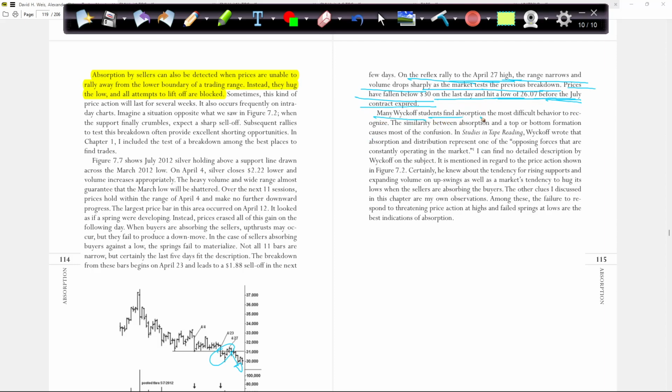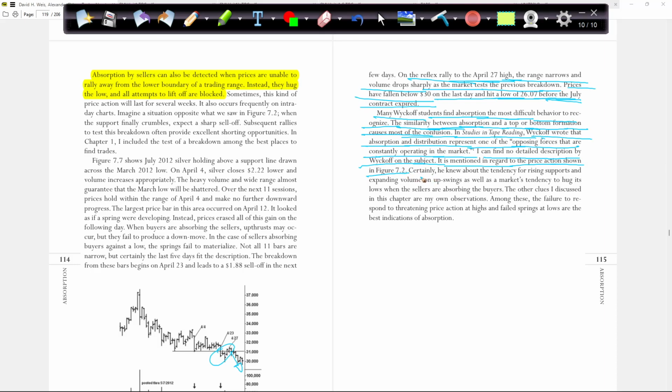Many Wyckoff students find absorption the most difficult behavior to recognize. The similarity between absorption and the top or bottom formation causes most of the confusion. In the Studies in Tape Reading, Wyckoff wrote that absorption and distribution represent one of the opposing forces that are constantly operating in the market. I can find no detailed description by Wyckoff on the subject. It is mentioned in regard to the price action shown in figure 7.2 on the previous page.